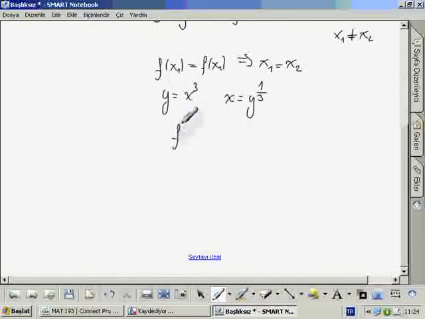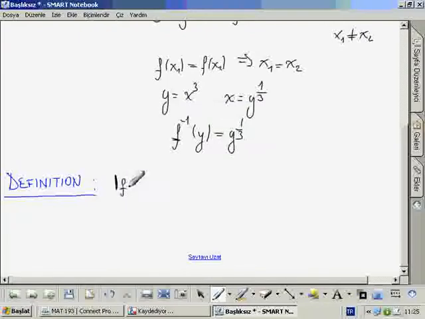f inverse, that means f to the -1, okay. The inverse of f is equal to y to the 1/3, okay, and let me give you the formal definition, I'm sorry, of the 1-to-1 function and also inverse functions.